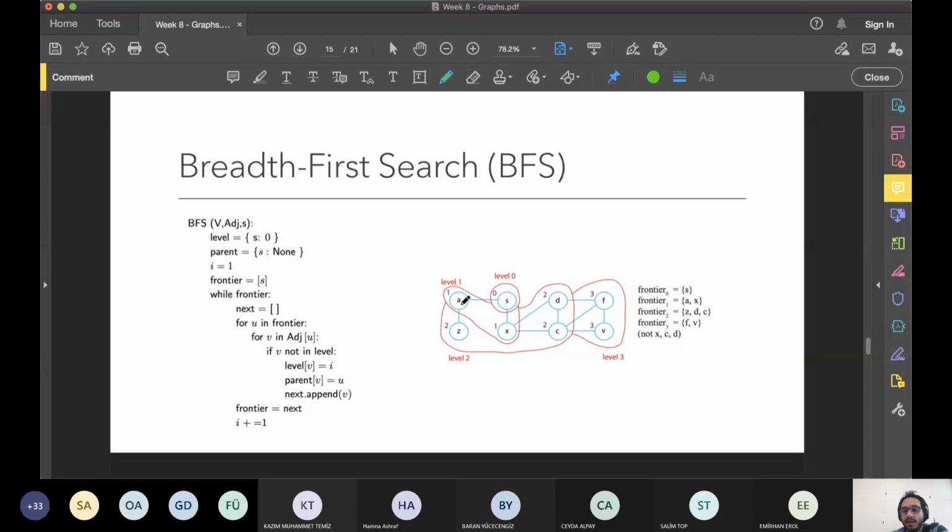And then for each element in this frontier, we also visit the other nodes. From A, we discover Z. And from X, we discover D and C. So the entire thing creates a second level frontier, frontier 2, which is Z, D, and C. And then from this frontier 2, let's go to our neighbors, and we find that F and V are here. So the next frontier is F and V.